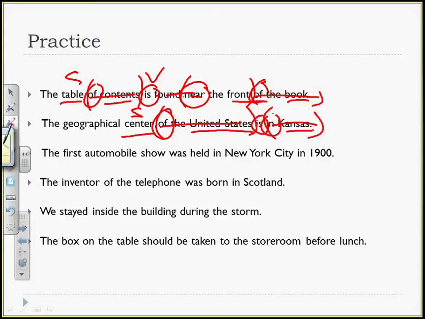Let's try another one. The first automobile show was held in New York City in 1900. So we've got in New York City, in 1900. Those are your prepositional phrases. You strike them out, and you can find show is your subject, was held is your verb.